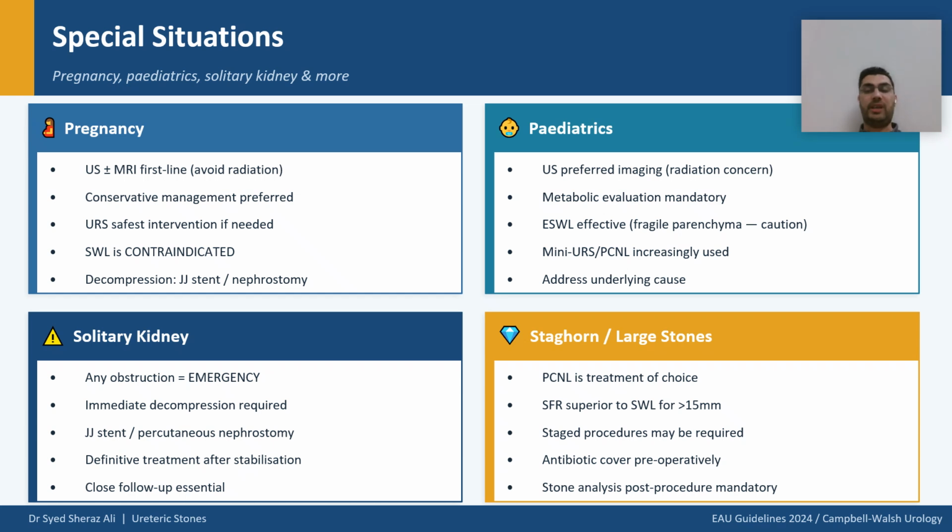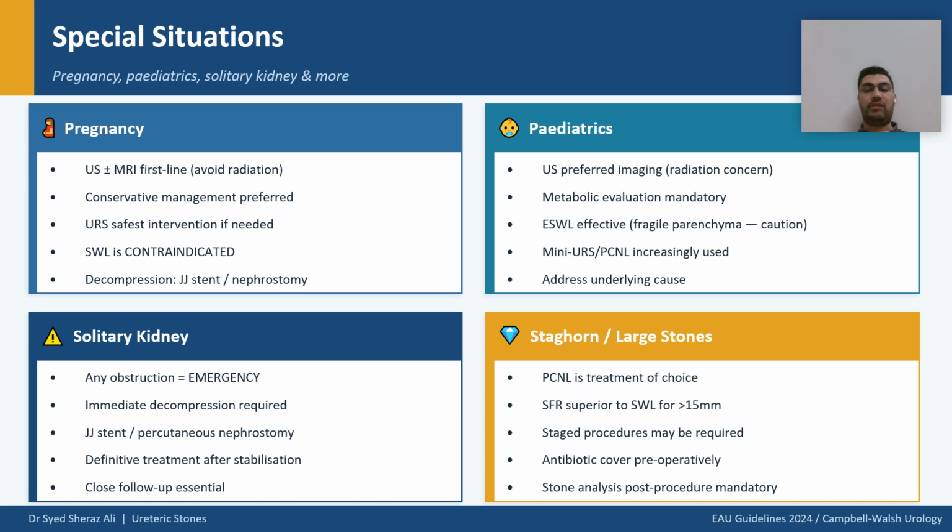Now, turning to pediatrics. In children, ultrasound is the preferred imaging modality due to radiation sensitivity. A metabolic evaluation is mandatory in all pediatric stone formers to identify underlying metabolic disorders. ESWL is effective but requires careful consideration given the developing kidney. Mini URS and mini PCNL are increasingly used in children with good outcomes.